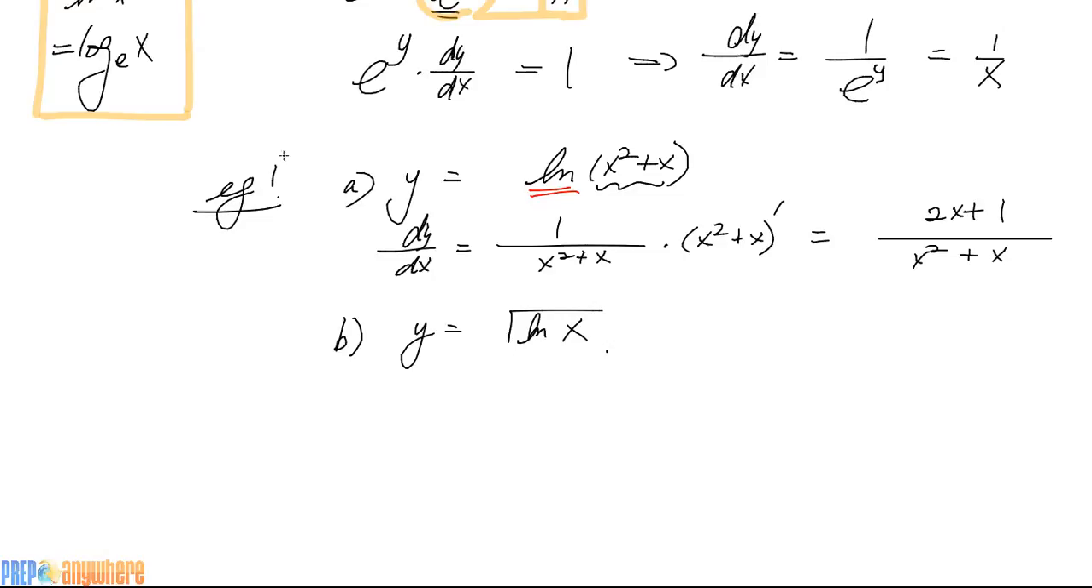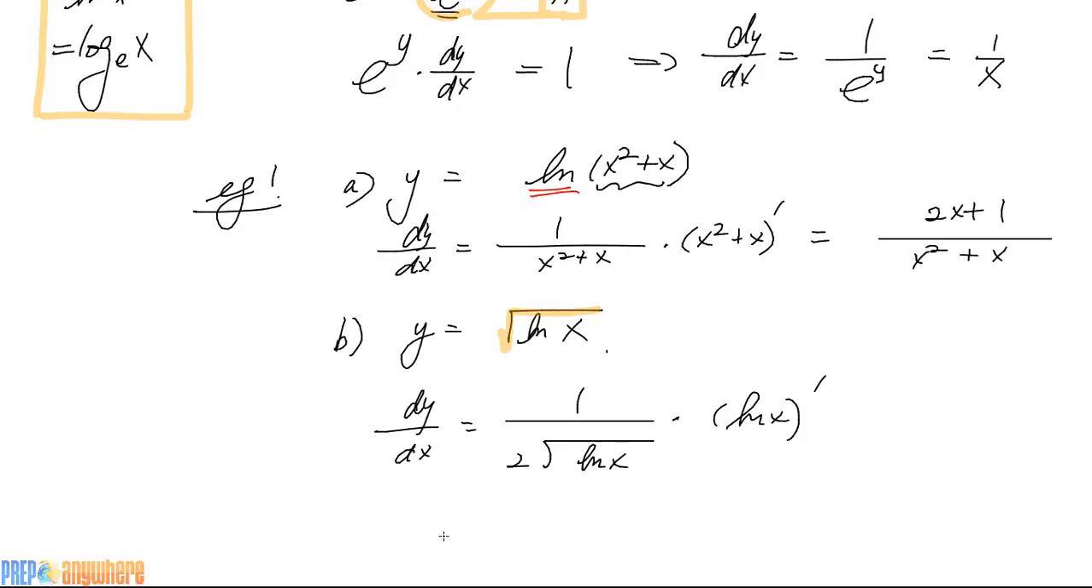For part B, what's the last function that's being applied to x? Is it ln or is it the square root? The square root, right? So you have to differentiate that first. So you get this. And then you chain that by the derivative of ln of x, which is going to be 1 over x. So in simple form, you get 2x ln of x.